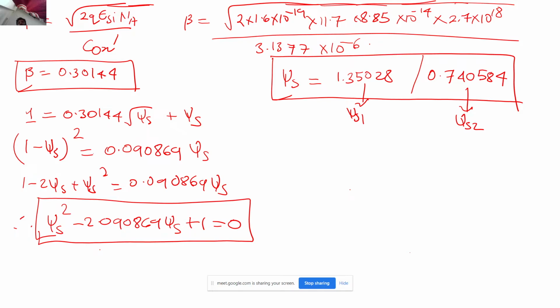So there is no negative value over here. Can you guys please help me eliminate one of these values? Vg is equal to 1 volt, right? So can you please help me, which among these two options, psi s1 and psi s2, will be the correct answer and why?